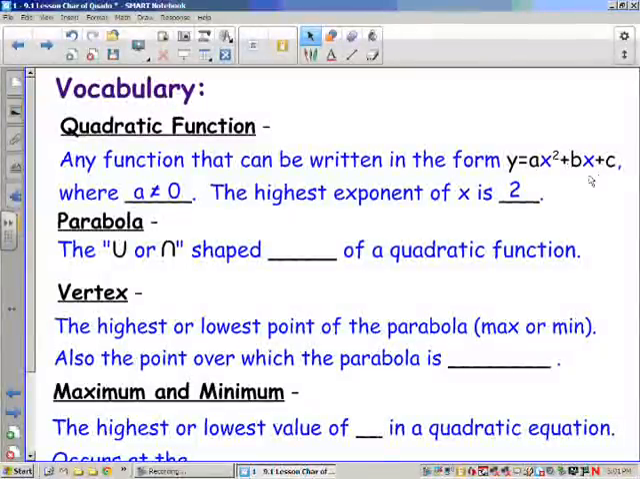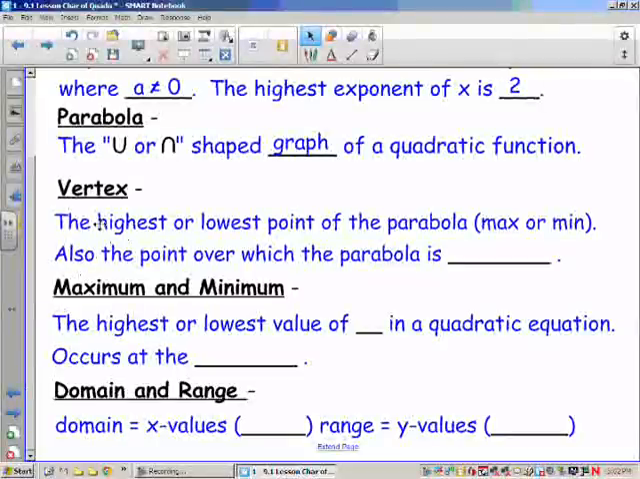B and c can be anything, but we want to make sure that the x squared shows up and its highest exponent is a 2. A parabola is the U, or upside down U, shaped graph of a quadratic function. And on a parabola, we'll see something called the vertex, the highest or lowest point of the parabola. It's where the max or min occurs.